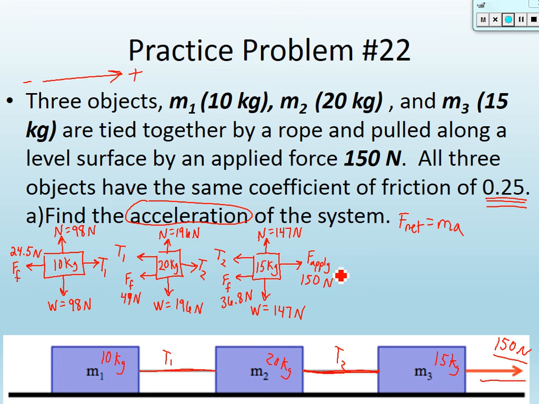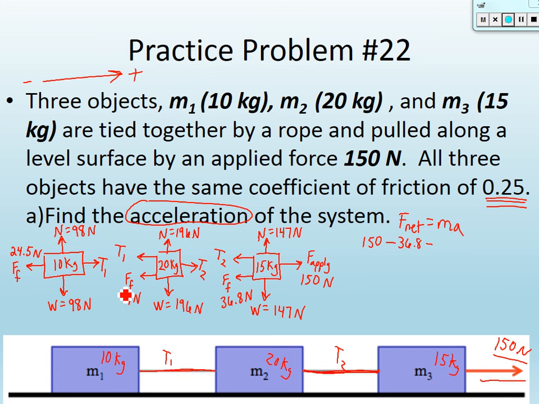So this applied force of 150 newtons is to the right, so I'm going to say 150 is positive. Isn't T2 going to be positive as well? But is that going to be canceled out by this T2? Yeah, these are going to be equal but opposite forces here, so I'm not going to include them in my net force. Is there anything else going to the right? Well, T1. But is it going to be canceled out by this T1? The answer is yes. So now let's just subtract off everything that's going to the left, which is my frictions. So I'm going to subtract off 36.8.